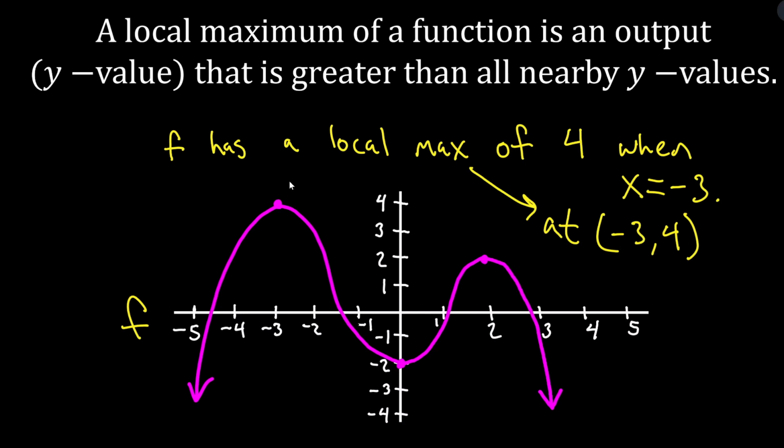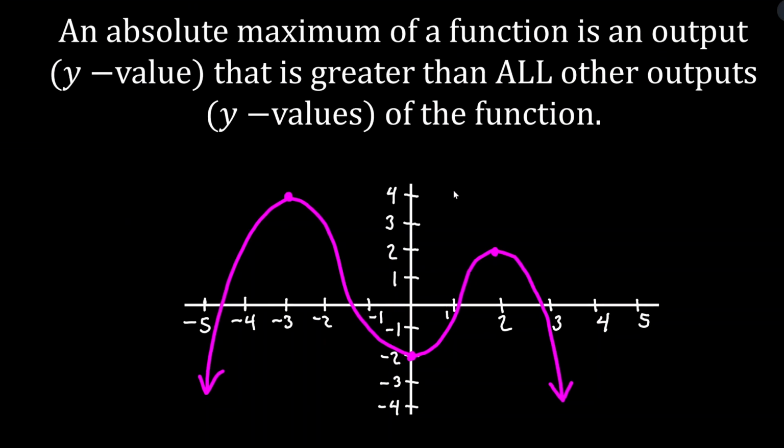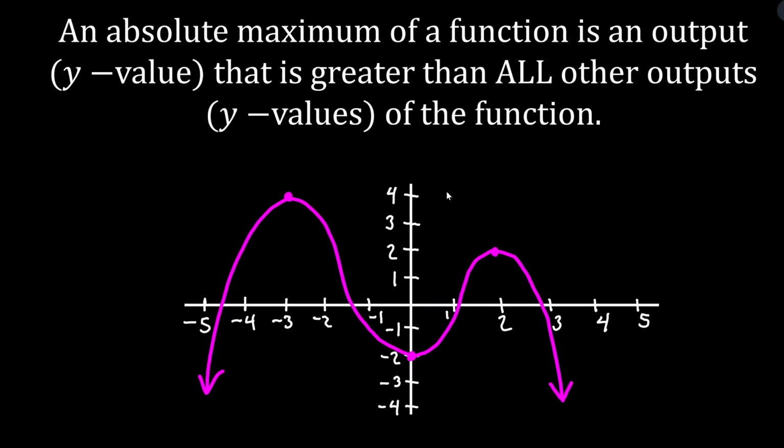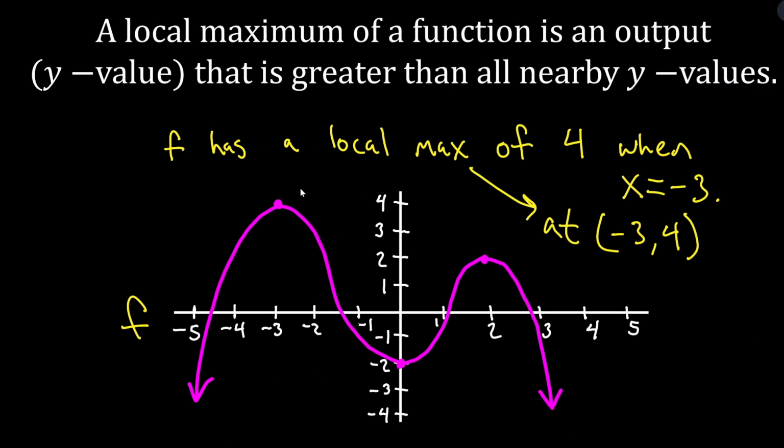Okay, so this function has two local maxima, one here and one here. Now, what is an absolute maximum? It's an output or y value that is greater than all other outputs of the function. So local is just greater than the nearby y values. Absolute is greater than all of the other y values. So there's only one, and that's here. This function has an absolute max of 4 when x equals -3, or absolute max at the point (-3, 4). So what you'll notice is, wait a minute, this is an absolute max, but back here we said it was also a local max. And that's always the case.